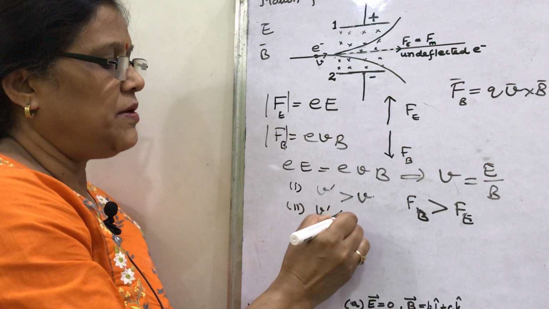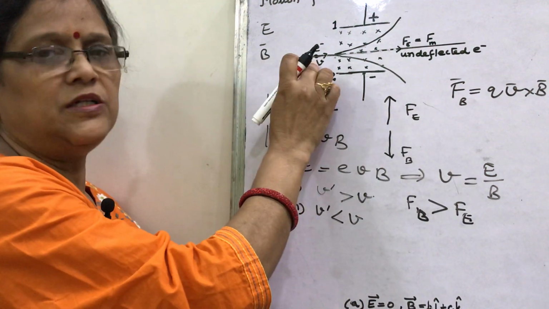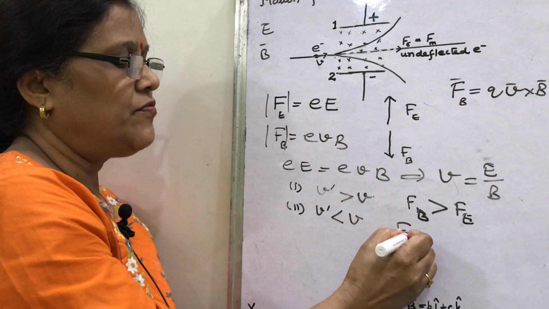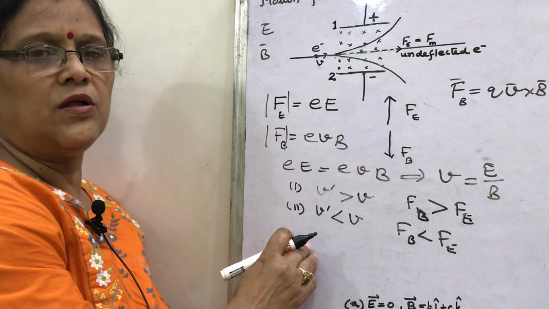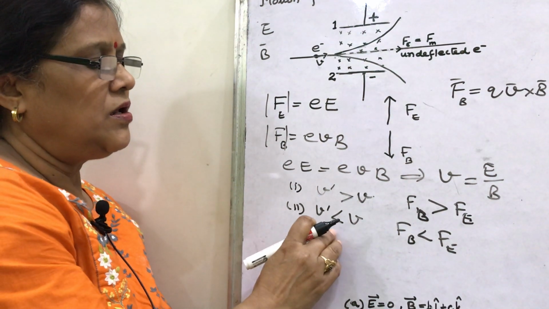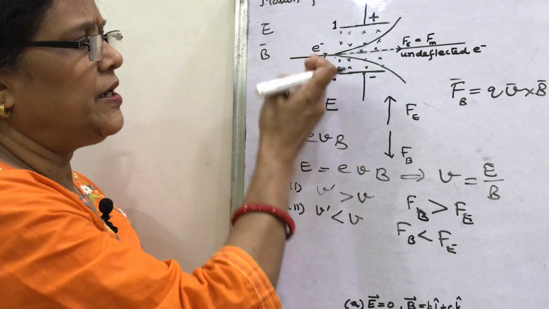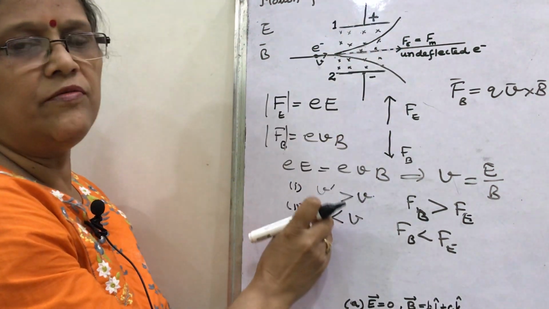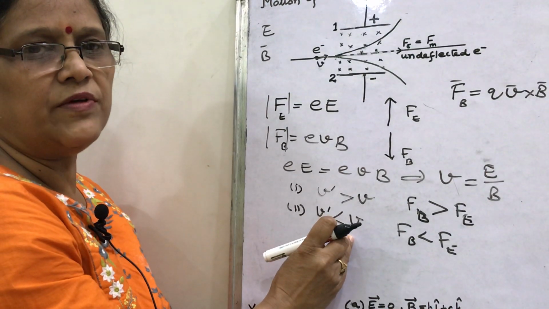if V dash, the velocity of the charged particle, is less than this V, then what will happen? This Fb will be less than Fe. Then you know what the criteria is: it may hit the positive or negative plate depending upon the velocity, whether V dash is greater than V or V dash is less than V.